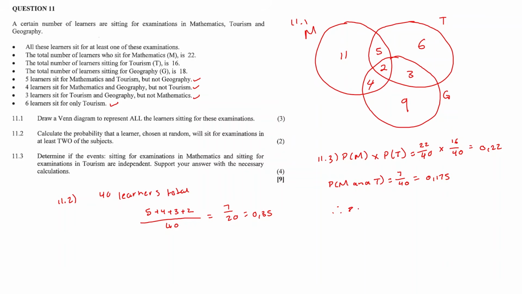Therefore, the probability of maths times the probability of tourism is not equal to the probability of maths and tourism. Therefore, M and T events, so the maths and tourism events, are not independent.